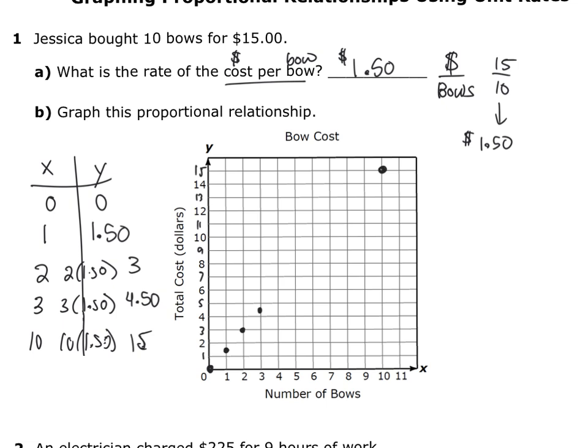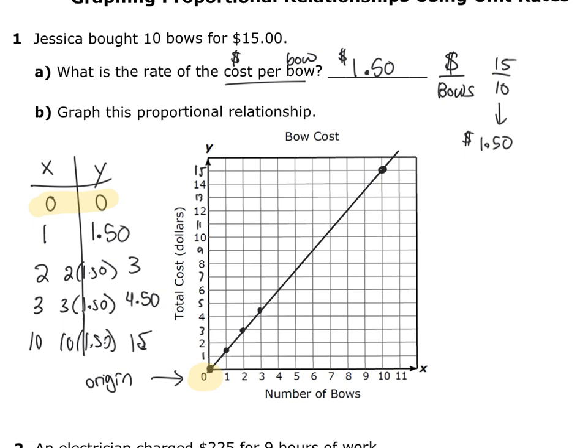Excellent. I can now draw a line through my points here. Let's see. There we go. And this is a proportional linear relationship. It is proportional because it goes through the origin. It goes through 0, 0. So here's where I see the origin on my graph, and here's where I see the origin in my table. So that makes it proportional.